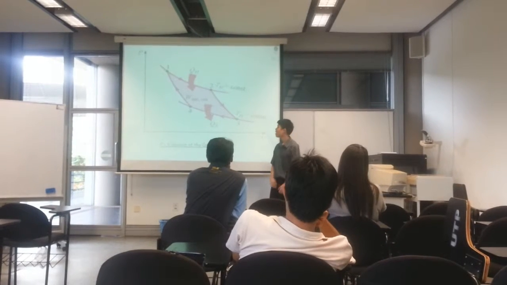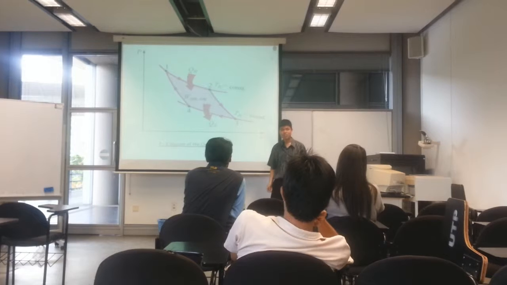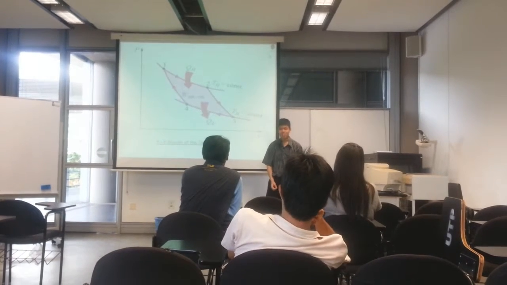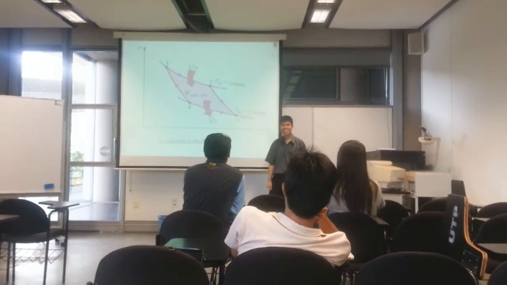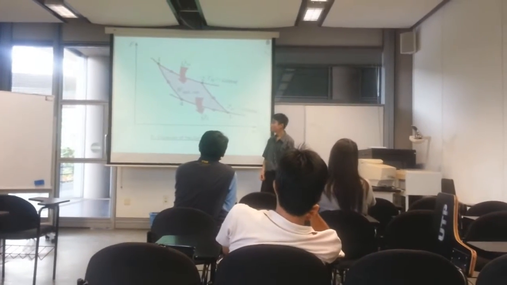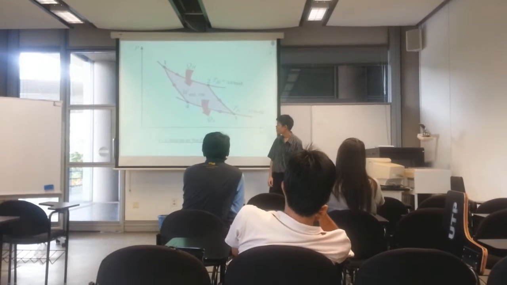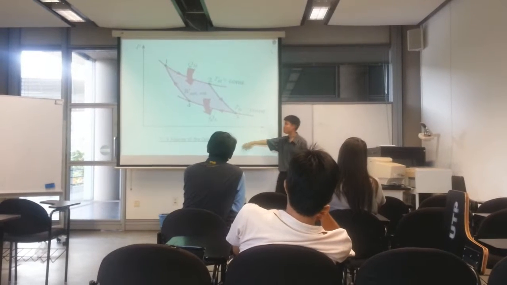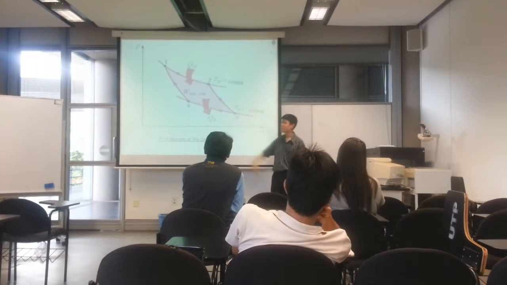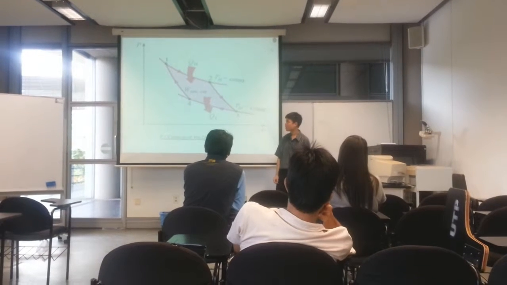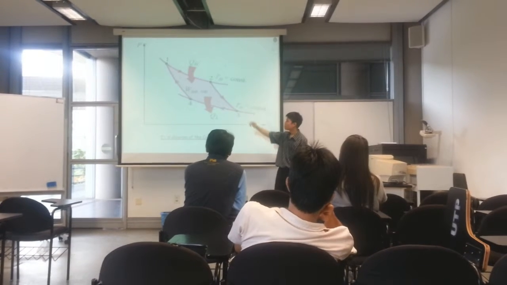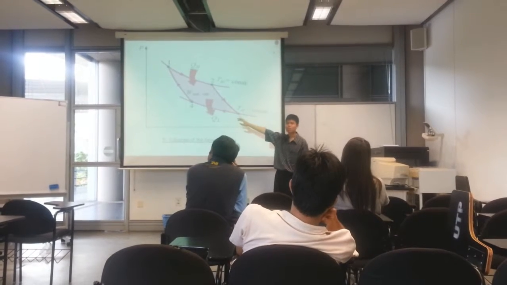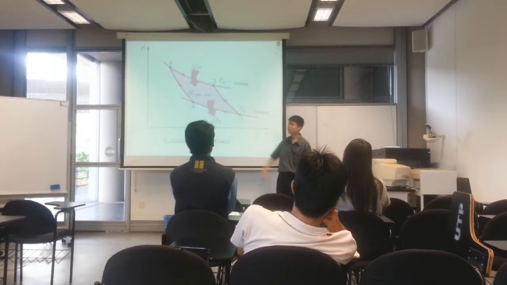So class, how can we maximize the efficiency of a heat engine? Anyone knows? No, it's okay. You will learn this in thermodynamics. So to maximize the efficiency, we use this cycle. This is the Carnot cycle, devised by Carnot, a French engineer, and he stated that if you want to maximize a heat engine's efficiency, you have to use all reversible processes in a heat engine.